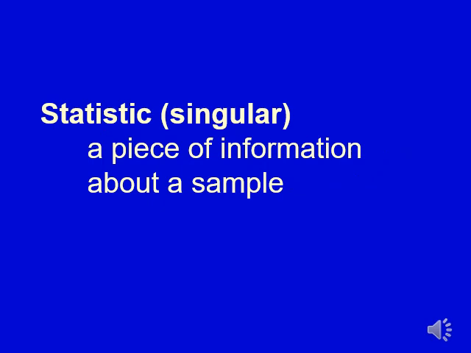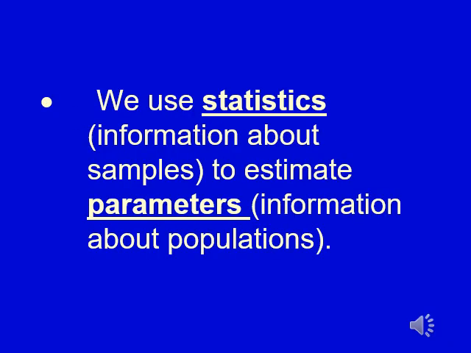A statistic is just a piece of information about the sample, like the average height of the students I actually ask, or the salt content of the actual potato chips that they look at Frito-Lay. Information about the sample is a statistic. And what happens is we're going to use statistics to estimate parameters. We use information we find out about samples, and we use those to find out about the whole population.